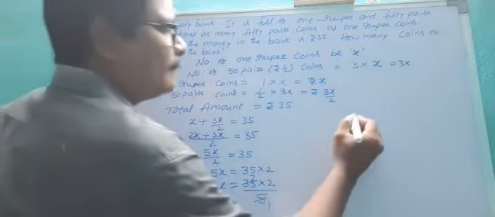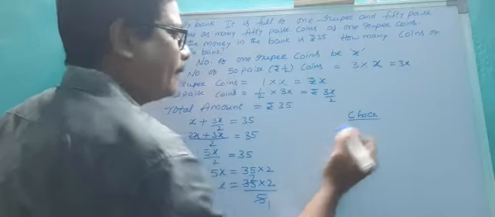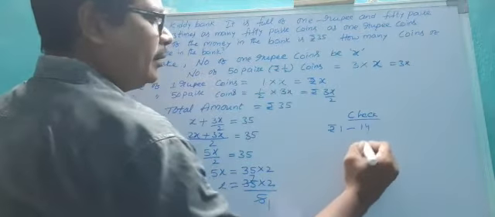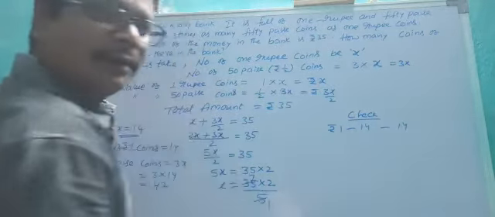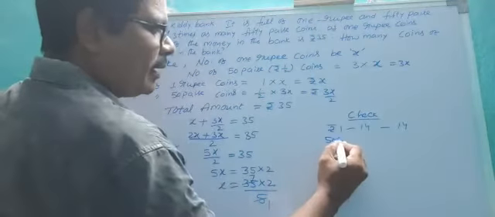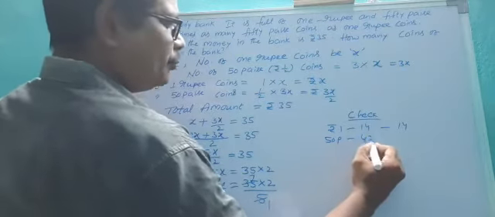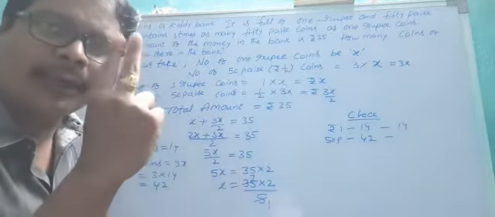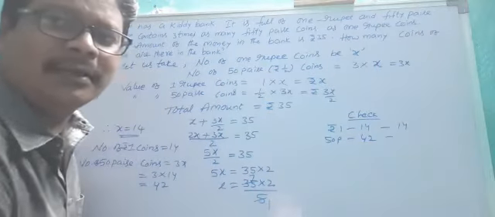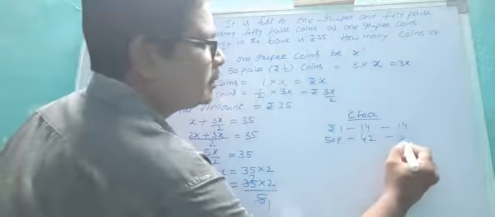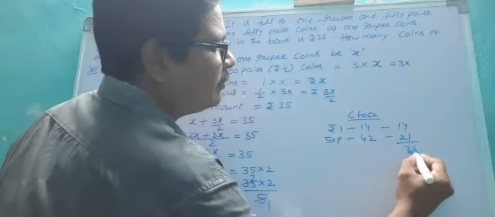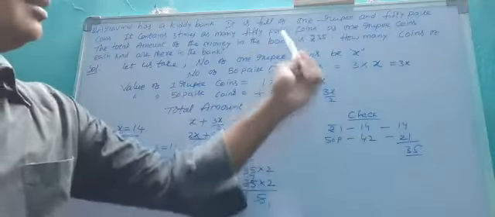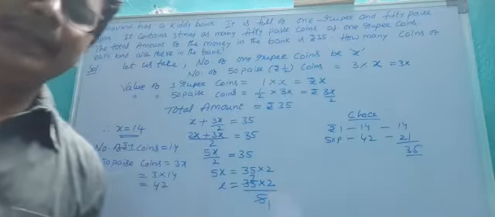Checking: 1 rupee coins are 14, so the value is 14 rupees. 50 paisa coins are 42. Converting into rupees, 1 rupee consists of 2 coins, so 42 by 2 is 21 rupees. 21 plus 14 equals 35 rupees. The total value of the kitty bank equals 35 rupees.